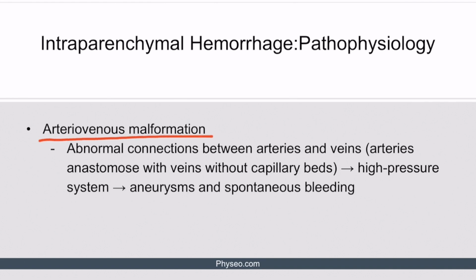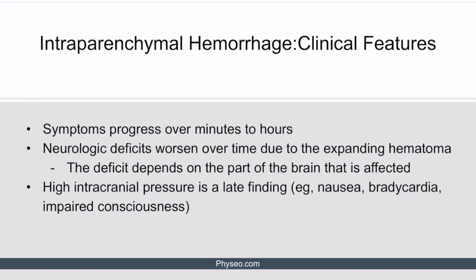Arteriovenous malformations can also rupture and lead to intraparenchymal hemorrhage. In AV malformation, the arteries directly anastomose with the veins as they bypass the capillary beds. Bypassing the capillary beds causes the AV malformation to become a high-pressure system, which can lead to aneurysms and spontaneous bleeding. Let's discuss the clinical features of intraparenchymal hemorrhage.